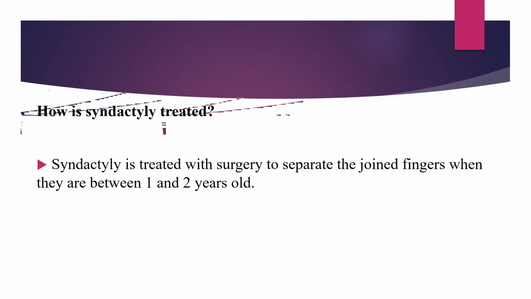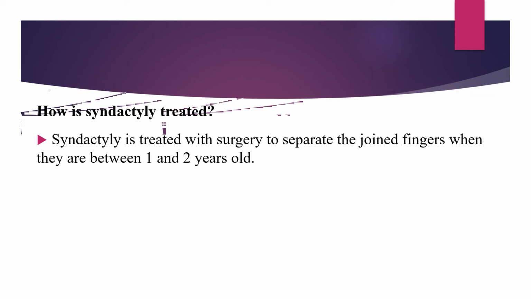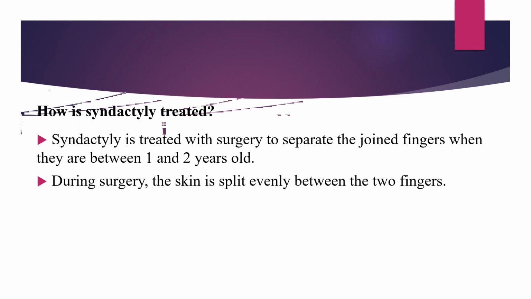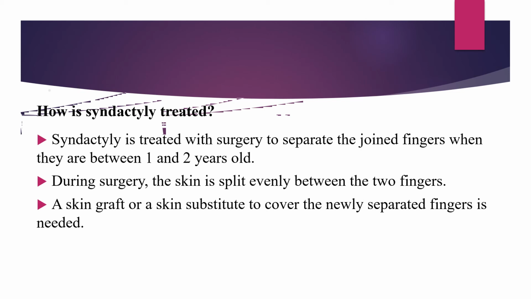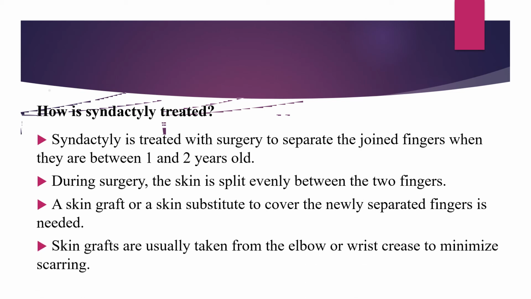Now, the treatment of syndactyly. Syndactyly is treated with surgery to separate the joined fingers, most of the time when they are between 1 and 2 years of age. During surgery, the skin is split evenly between the two fingers, and a skin graft or skin substitute is needed to cover the newly separated finger. Skin grafts are usually taken from the elbow or wrist to minimize scarring.